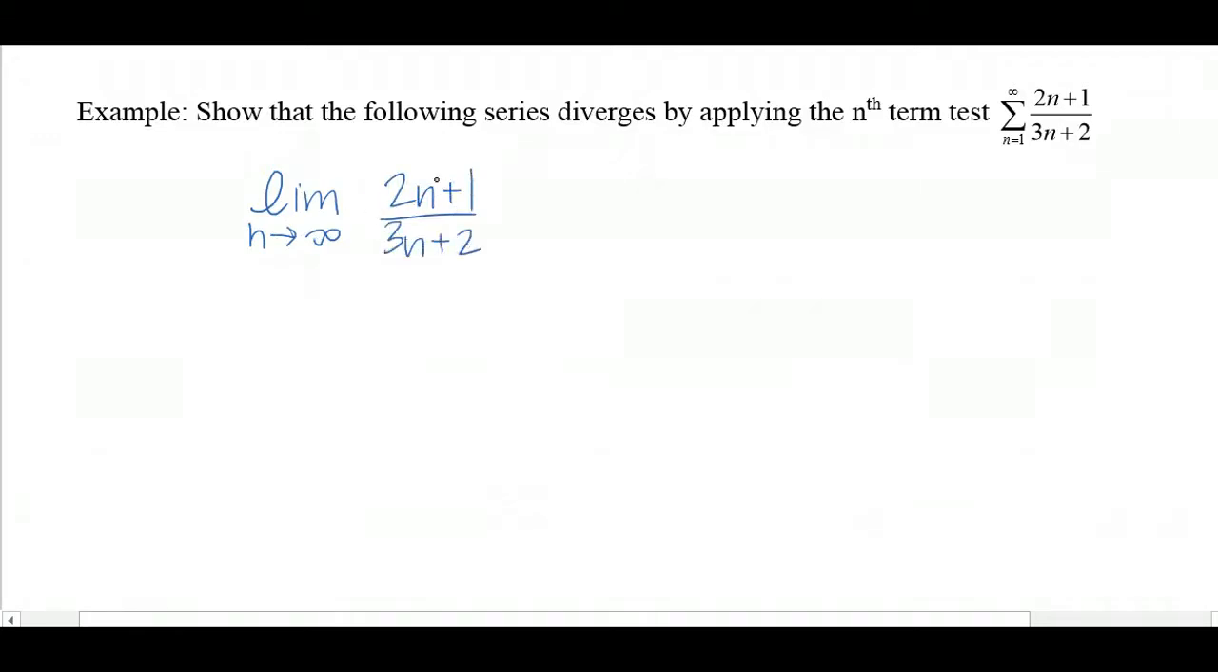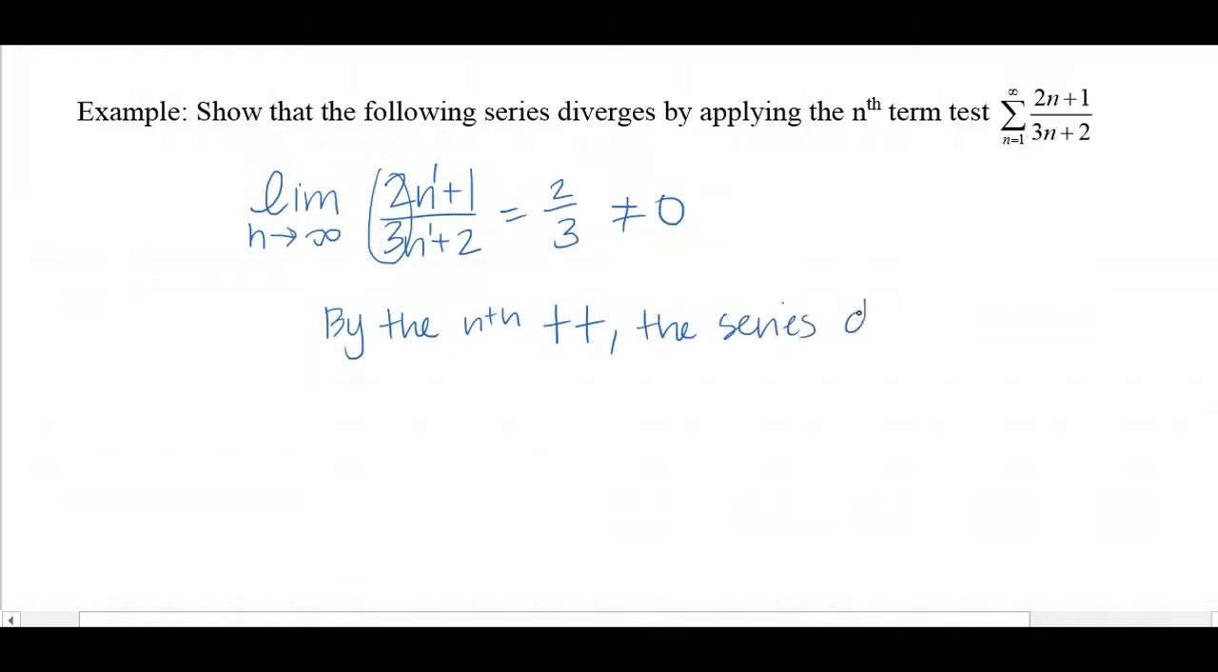Since this is a limit at infinity and the degrees of the numerator and the denominator match, this limit is exactly 2/3, which is not equal to 0. So the only way this series has a possible chance of converging would be if the limit of the sequence converges to 0, but it converges to 2/3. So by the nth term test, and I'm going to abbreviate that as this, nth term test, the series diverges.